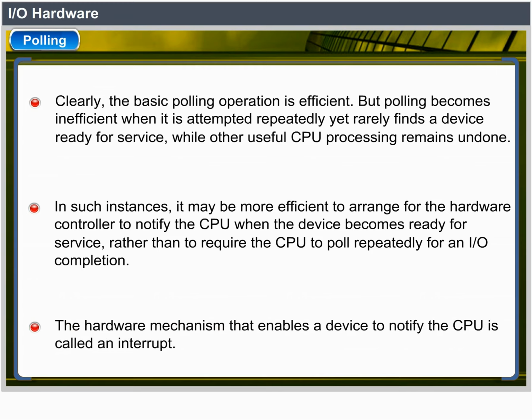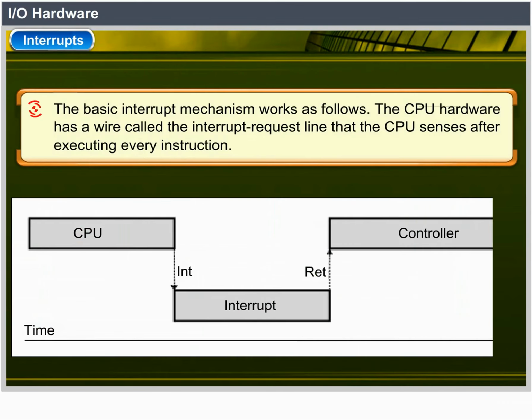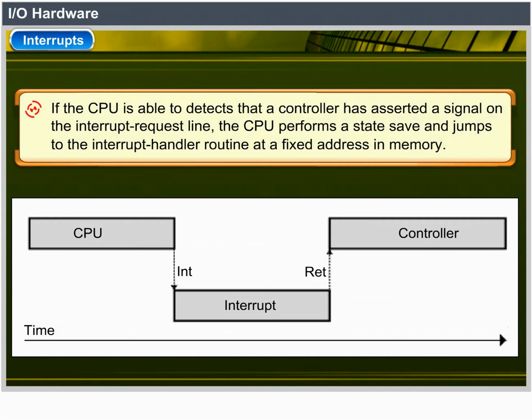Interrupts. The basic interrupt mechanism works as follows. The CPU hardware has a wire called the interrupt request line that the CPU senses after executing every instruction. When the CPU detects that a controller has asserted a signal on the interrupt request line, the CPU performs a state save and jumps into the interrupt handler routine at a fixed address in memory.